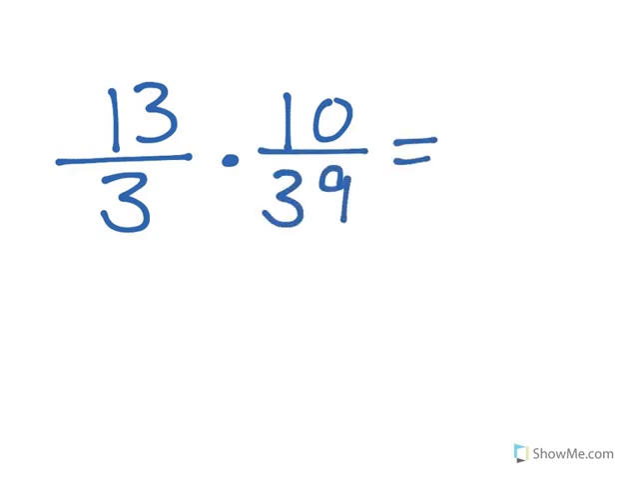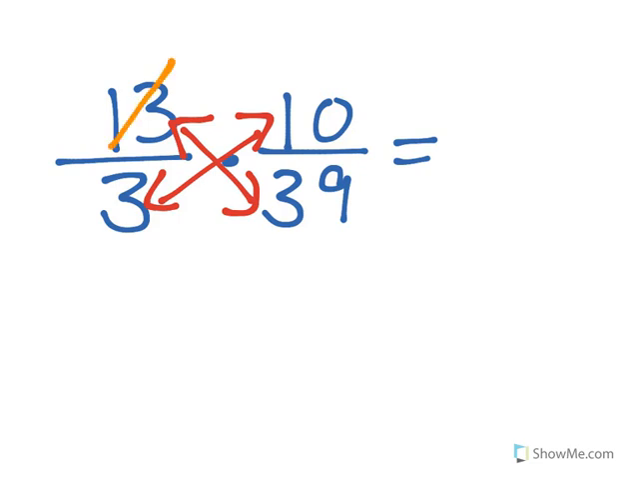Now I'm going to try to simplify before I multiply. You don't have to, but it will make it easier. So if I try to simplify before I multiply, I want to look at my cross products here. And I want to find out what goes into 3 and 10 besides 1. Well, 3 is a prime number, so nothing goes into 3 and 10 besides 1. I'm going to look at 13 and 39, and I want to see what goes into 13 and 39 besides 1. Well, the only thing besides 1 that would go into 13 and 39 is 13.